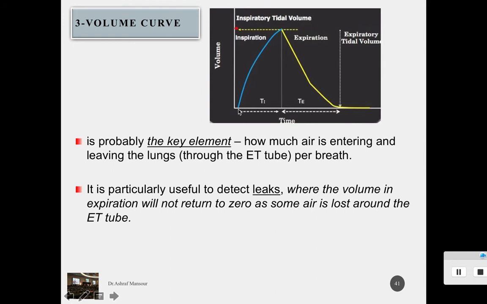So from this curve we can get the inspiratory time, if it is acceptable or needs to be changed, also the expiratory time. It also shows you if there is any difference between the inspiratory tidal volume and the expiratory tidal volume, which can occur from a leak. So it is a key element to tell you how much air is entering and leaving the lung, and it is particularly useful to detect leak.